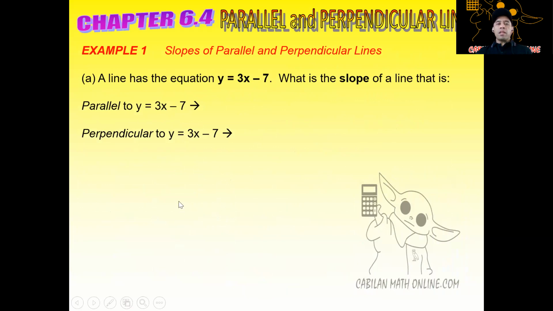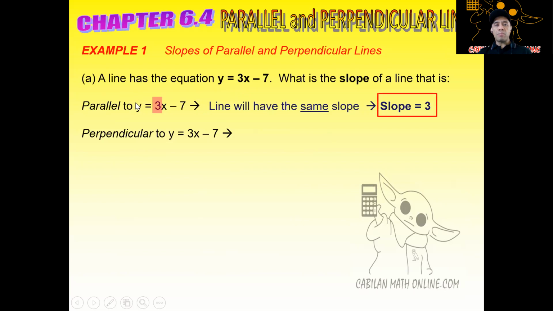Now remember, when we're dealing with parallel lines, slopes have to be the same. So a line that is parallel to y equals 3x minus 7 will have a slope of 3. And that's just because when you have lines that are parallel, they'll always have the same slope.